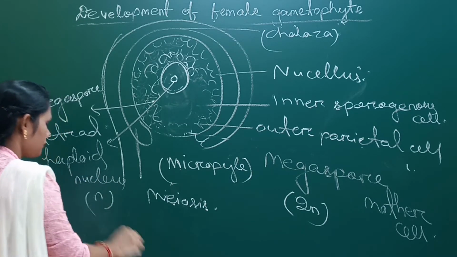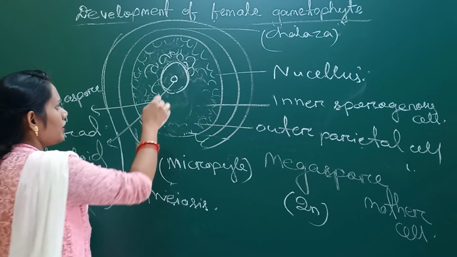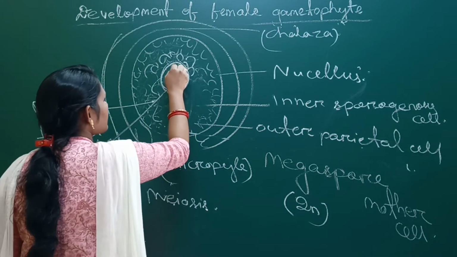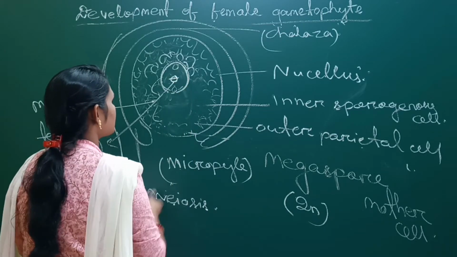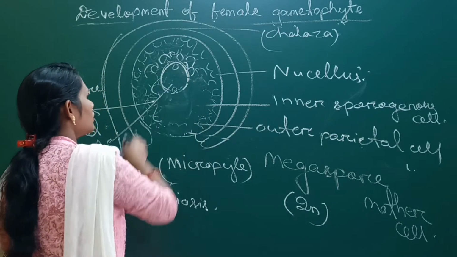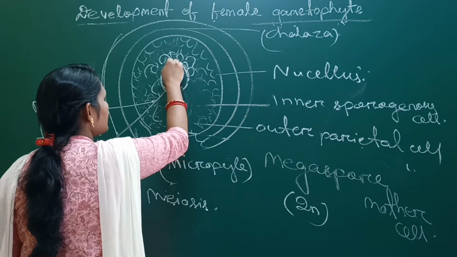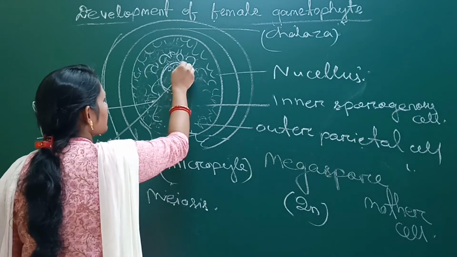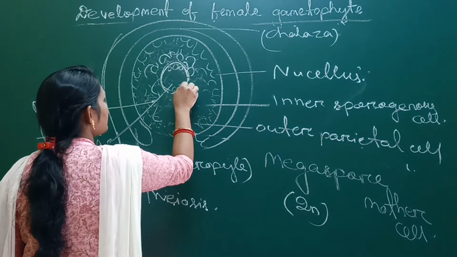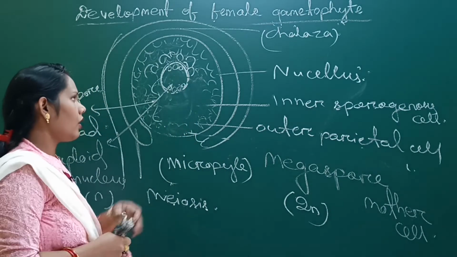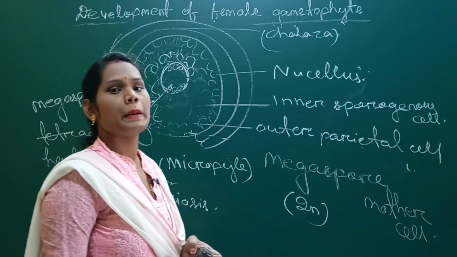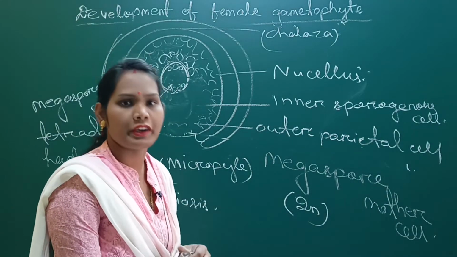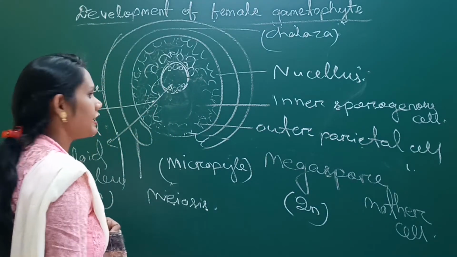This haploid nucleus with its haploid number of chromosomes divides and turns into two in number. Then the two nuclei divide again and turn into four, and these four nuclei divide again and turn into eight, and all these divisions occur mitotically. Here this haploid nucleus divides mitotically to form eight nuclei.